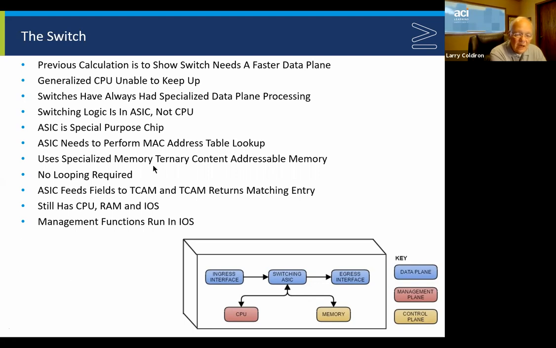It needs to perform the MAC address table lookup, and it uses a special memory, the ternary content addressable memory, the TCAM table. No looping is required. The ASIC feeds into the TCAM, and the TCAM returns the matching entry. We still have the CPU, the RAM, and IOS, and those keep the system going and support the switching that goes on within the special areas.